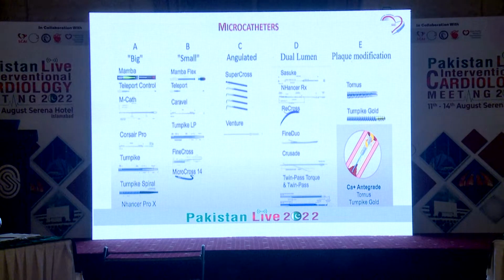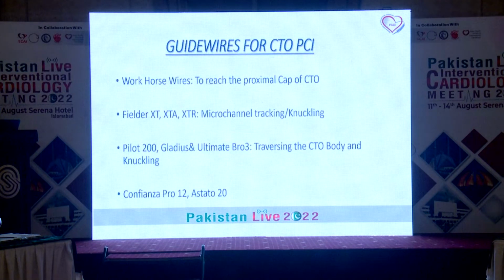There are lots of microcatheters, but I think what you need to know is that you should have a Corsair or Caravel, and a SuperCross catheter. In the dual lumen, you can have any one of these, and either a Tornus or a Turnpike Gold. Each one from this category would suffice to make a good toolbox.